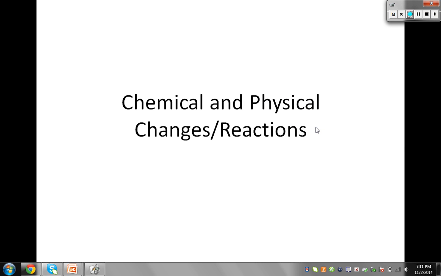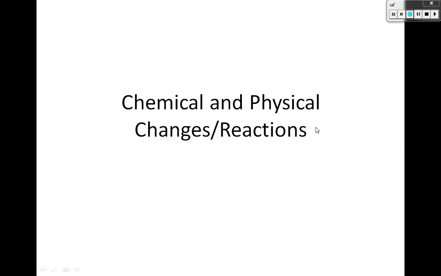These are notes on chemical and physical changes and/or reactions. So just a little semantic note. If you use the word changes, you can say a chemical change or a physical change. If you're using the term reaction, that solely refers to chemical changes. So you can have a chemical reaction. There's no such thing as a physical reaction in chemistry.